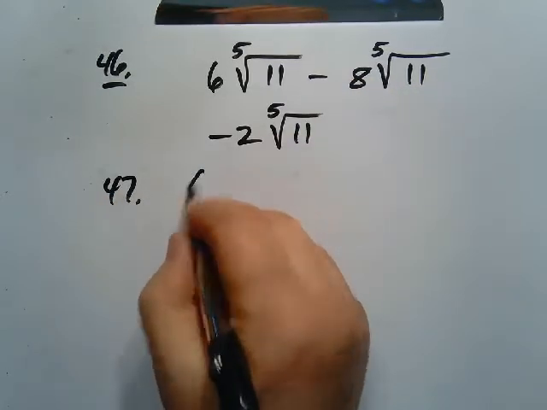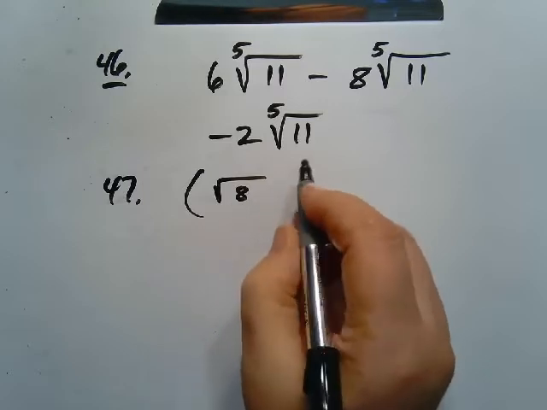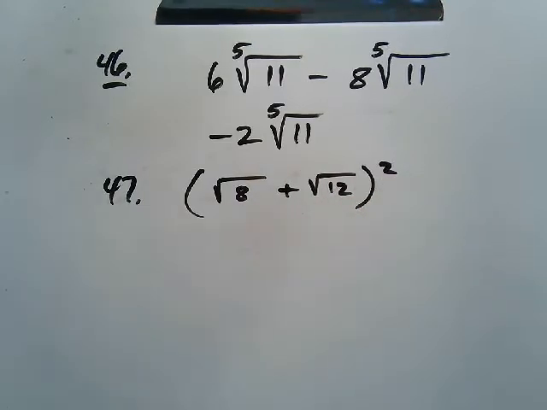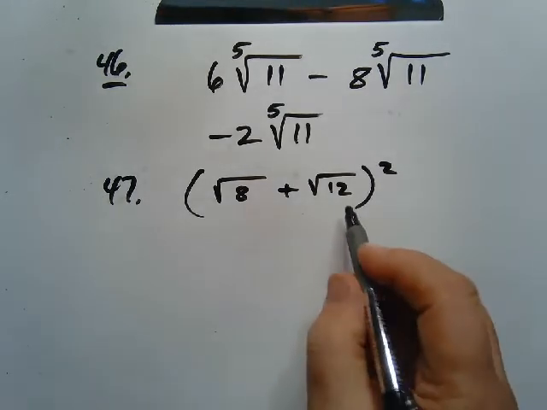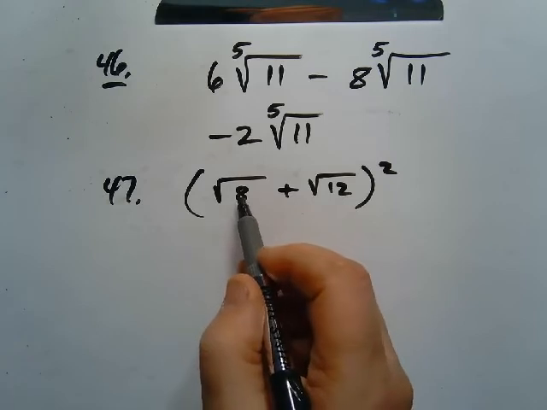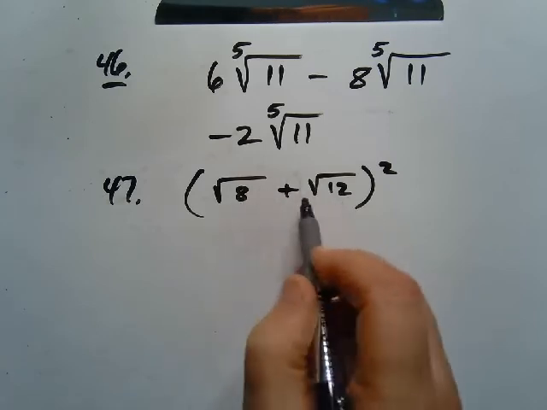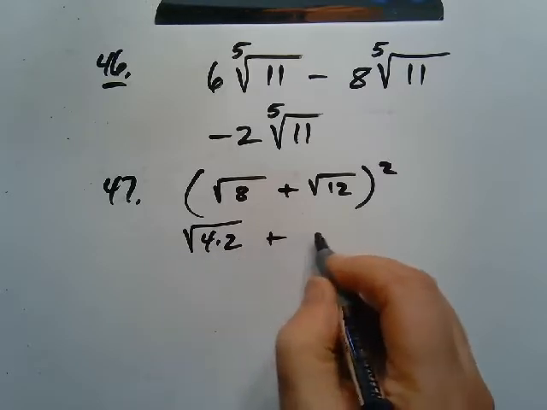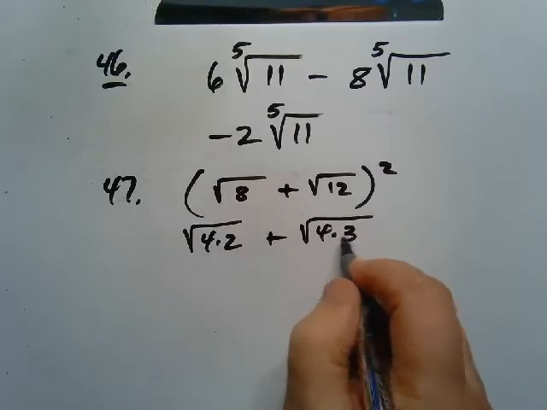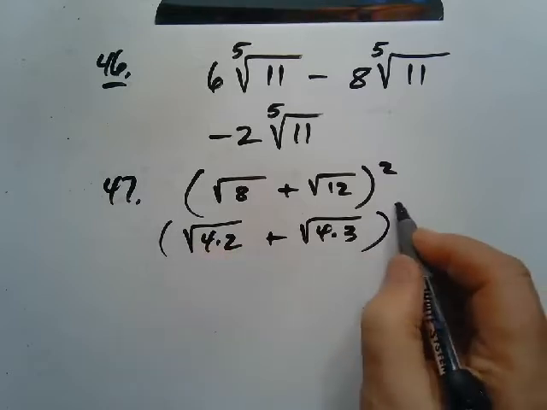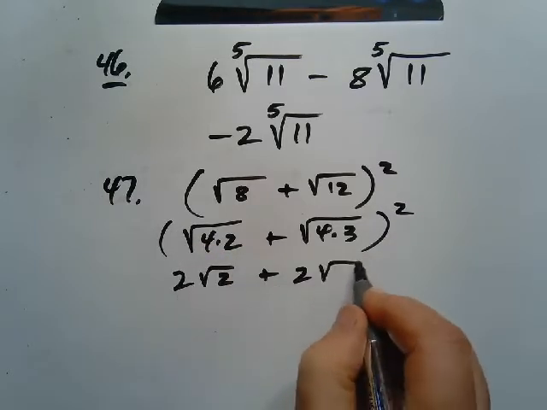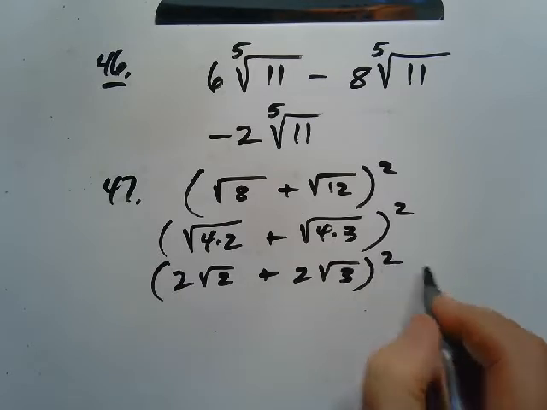Number 47, the square root of 8 plus the square root of 12, squared. Now, since I recognize that the square root of 12 actually has a perfect square factor in it, and so does 8, let's simplify that first. That might make our problem easier. This is the square root of 4 times 2, and this is the square root of 4 times 3. Okay, well then I recognize this has to be 2 root 2 plus 2 root 3, quantity squared.